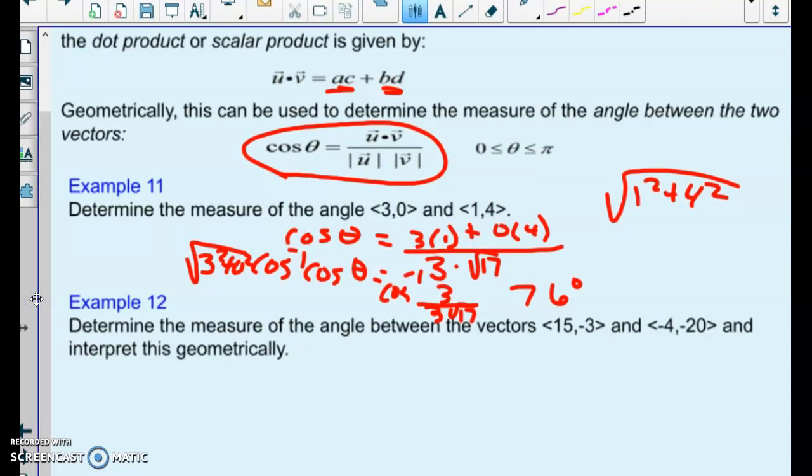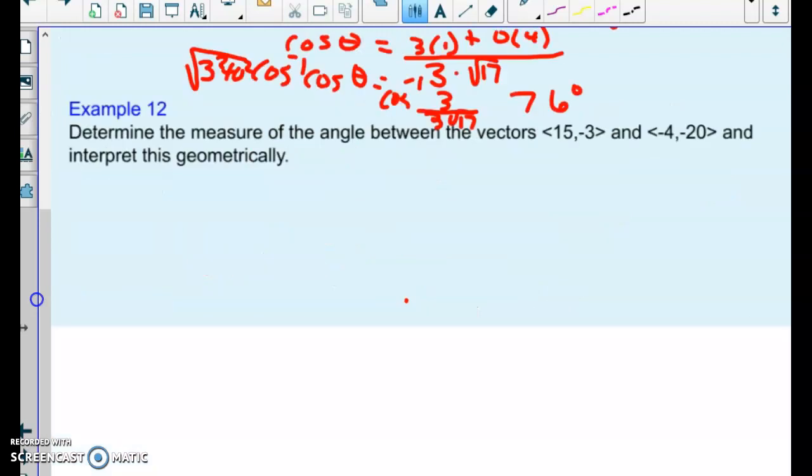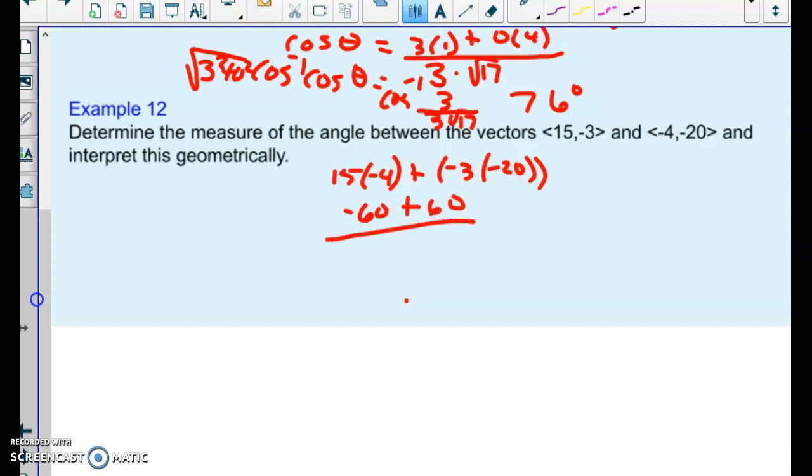Determine the measure of the angle between these two vectors. Well, same deal, just the second one. Let me give myself some room here. So I'm going to take the dot product for the top. So I'm going to do 15 times negative 4 plus negative 3 times negative 20. And I get negative 60 plus 60. Well, I can see already that I get a 0 on top.